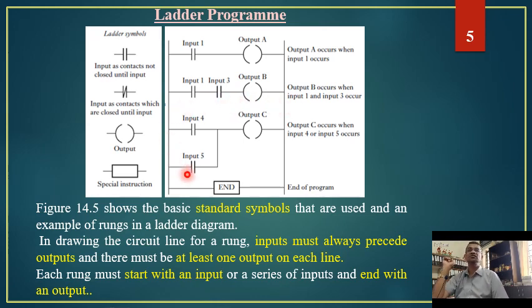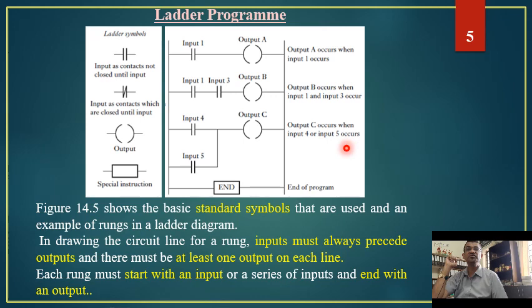Now note that we have a third rung as well over here, which has two inputs, but note that they are connected in parallel with each other. So input 4 is in parallel with input 5, and those two inputs are connected in series to the output C. Right? So what is written? Output C occurs when input 4 or, it is written OR, not AND, input 5 occurs.